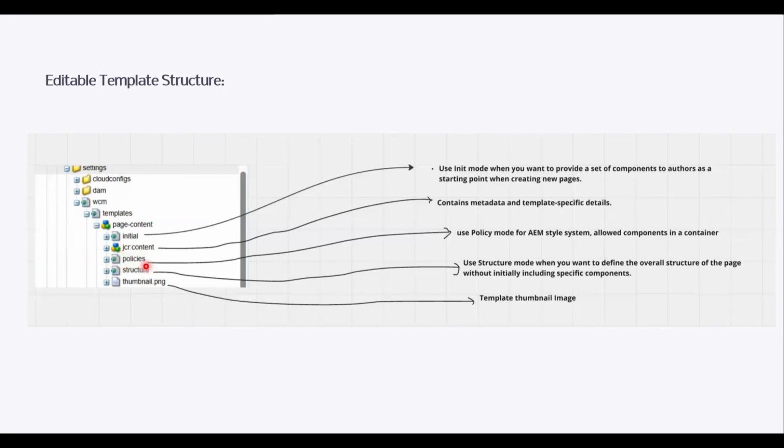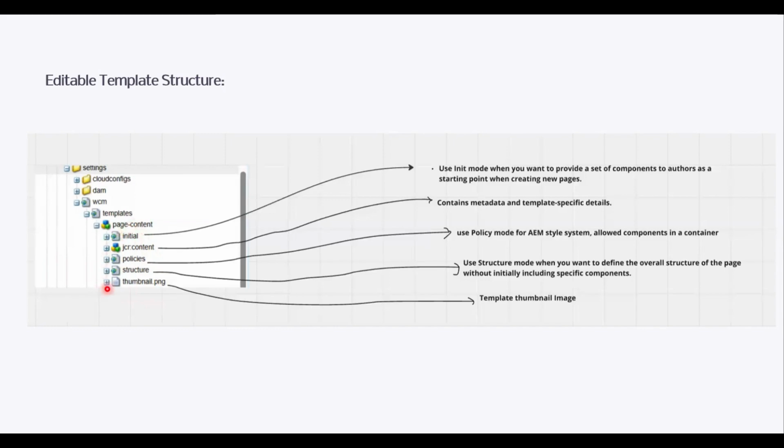For the style system, we generally have two kinds: one is page related style system, and the second is component related style system. Both things we can apply within the policy. All of this we are going to discuss in coming lectures.